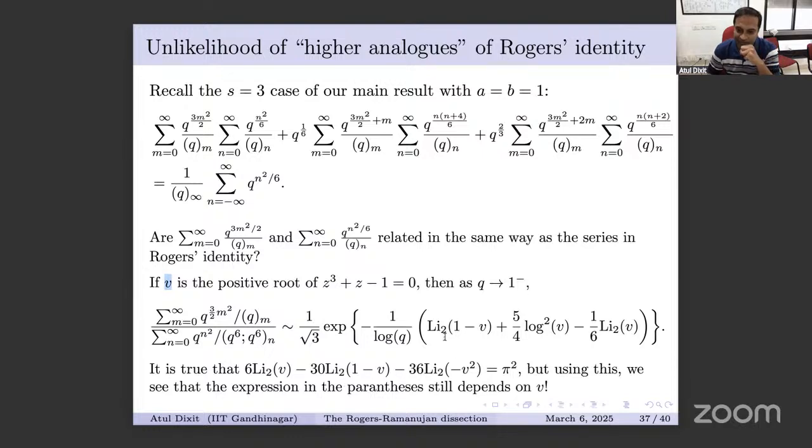So because the V remains, even after the numbers in front are such that you don't get just a rational multiple of pi square here, you still are left with one of the dilogarithms. And once that is the case, it is highly unlikely that the quotient of this will equal a Pochhammer. And so an analog of Rogers' identity is unlikely.